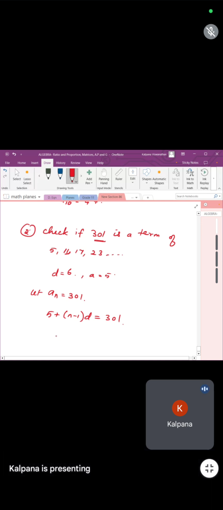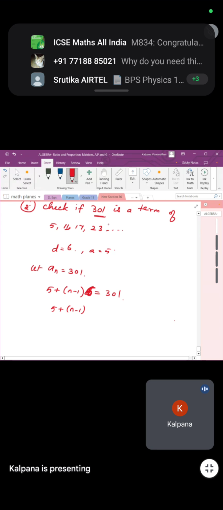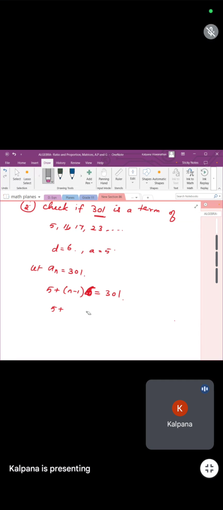So 5 plus (n minus 1) into d, and d is 6 here. We are getting fractions, so it will not work. Checking whether this is a term means your n must always be a whole number. If you're getting n as a fraction, it is not possible. The number of terms cannot be a fraction. So 6n minus 6 equals 301.